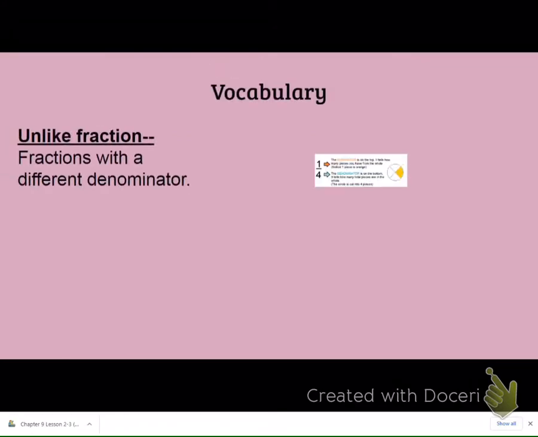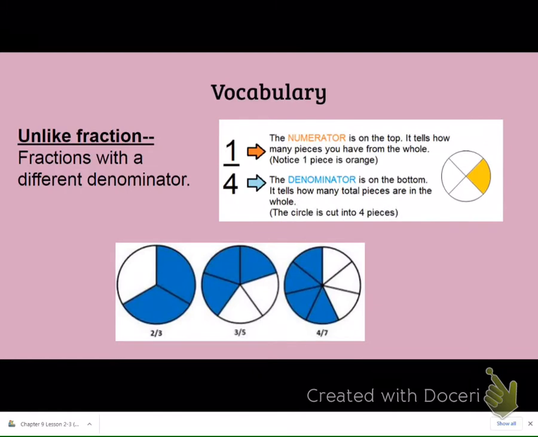All right, so let's take a look at some of our vocabulary. We have one vocab term, and that's an unlike fraction. What's an unlike fraction? Well, we knew a like fraction is when the denominators were the same. So an unlike fraction, un meaning not or non, meaning that they are different. Okay? So we have an example here.